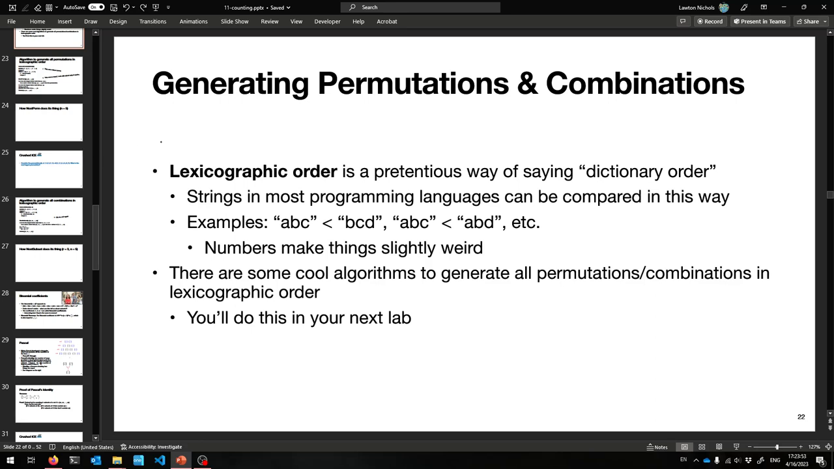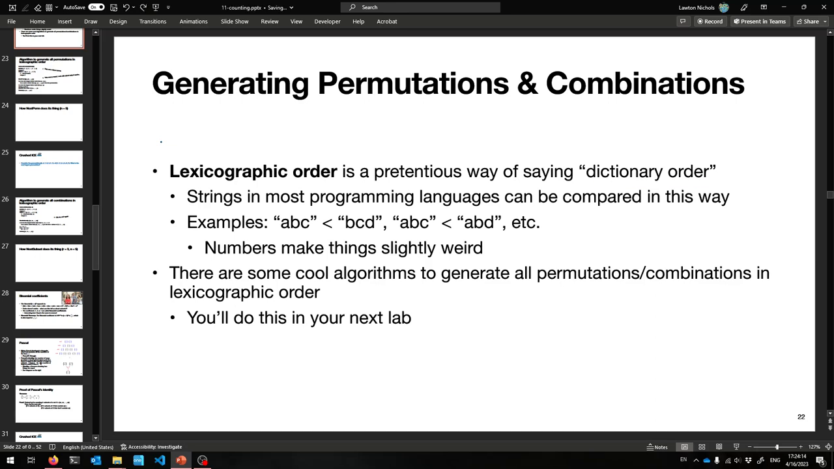So first of all, a lot of times we would like to generate all the permutations in a nice, cute order. One nice order is called lexicographic order. That's how strings are ordered inside of C++, for example, or just how words are ordered in the dictionary. Lexicographic order just means dictionary order.